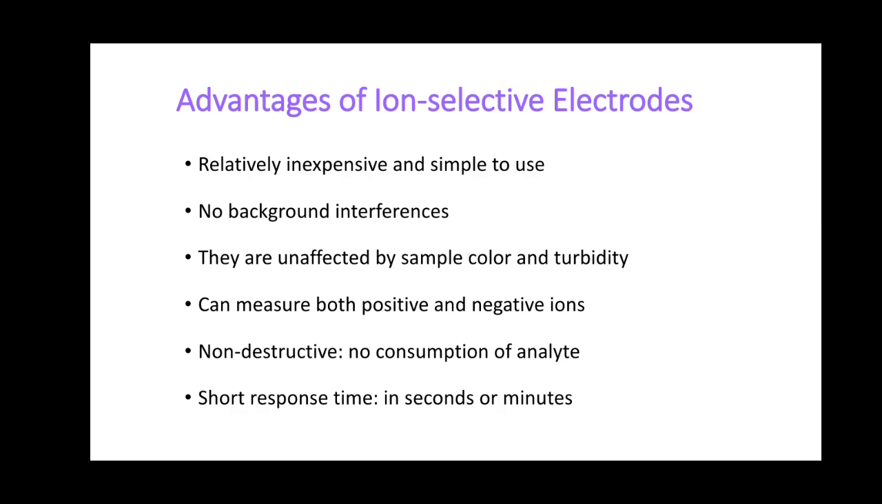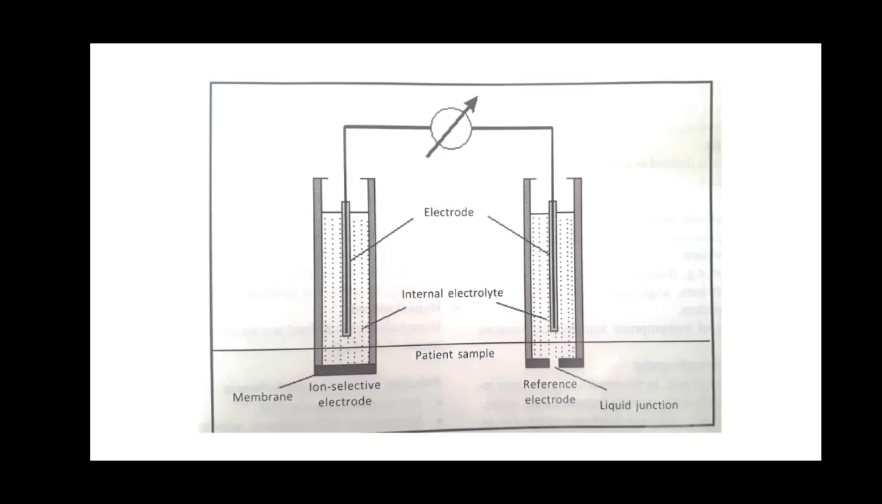So what are the advantages of ion selective electrodes? They are relatively inexpensive and simple to use, have no background interference, and are unaffected by sample color and turbidity. They can also measure both positive and negative ions, are non-destructive with no consumption of analyte, and have a short response time. In seconds or minutes we can get the result. So this is the picture of an ion selective electrode instrument. Here we can see the ion selective electrode, which is present in the sample, specific for specific ions, and the reference electrodes.